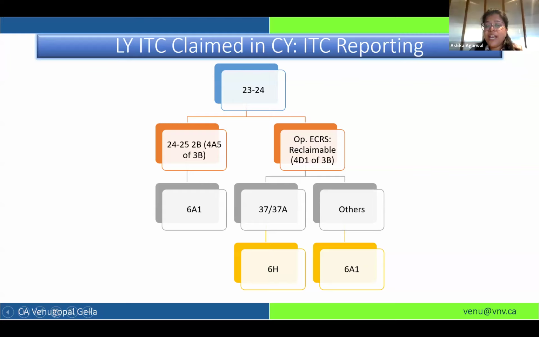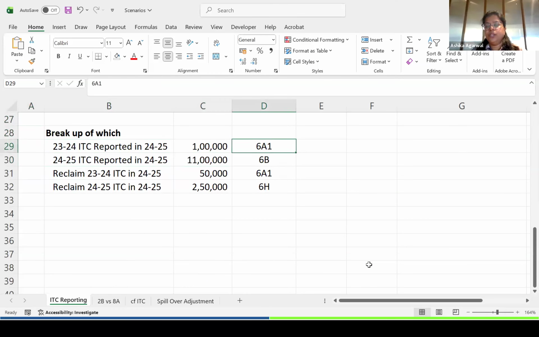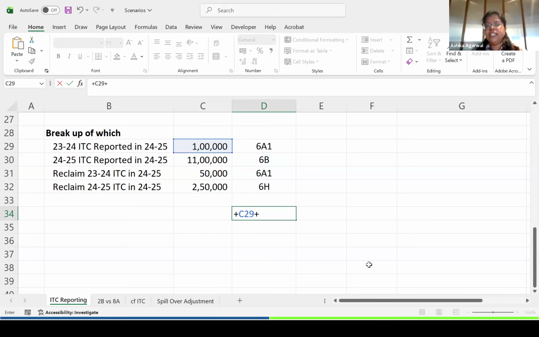Okay, now they are dividing this opening ECRS reporting. They want you to report for Rule 37 and 37A impact in 6H. But other than 37 and 37A impact, they want you to report in 6A1, which is what I dealt with in this example and showed to you. So your 6A1 total will become your 1 lakh fresh ITC and 50,000, which is the opening ECRS you have reclaimed.